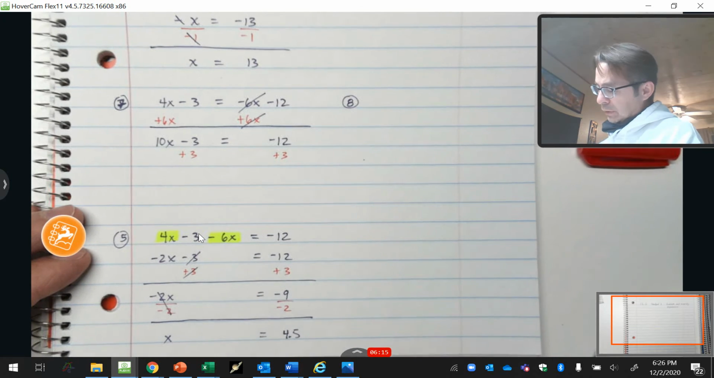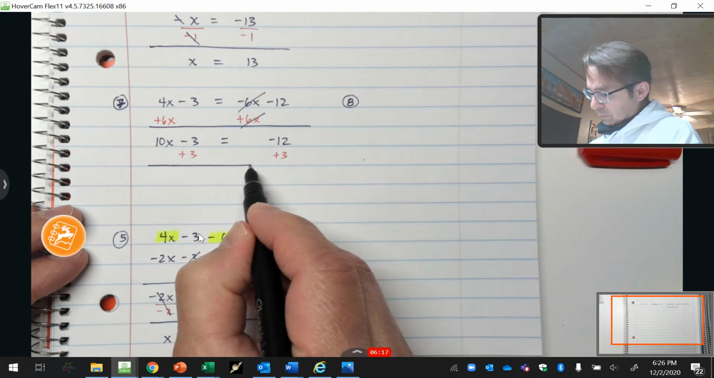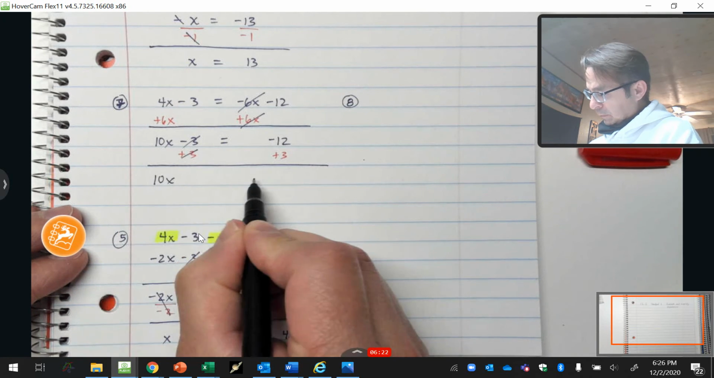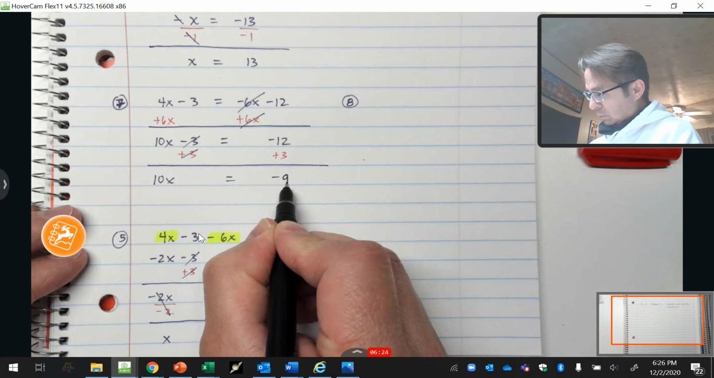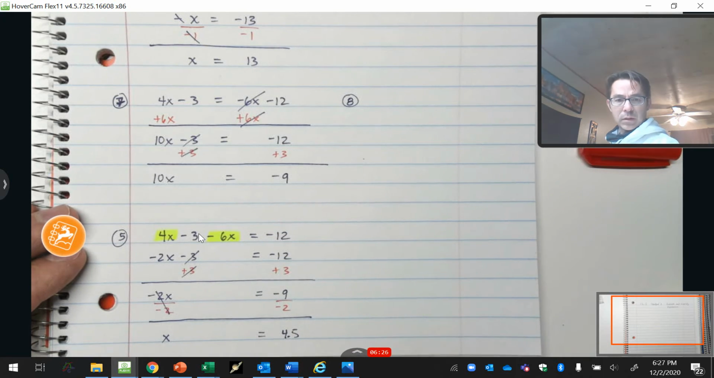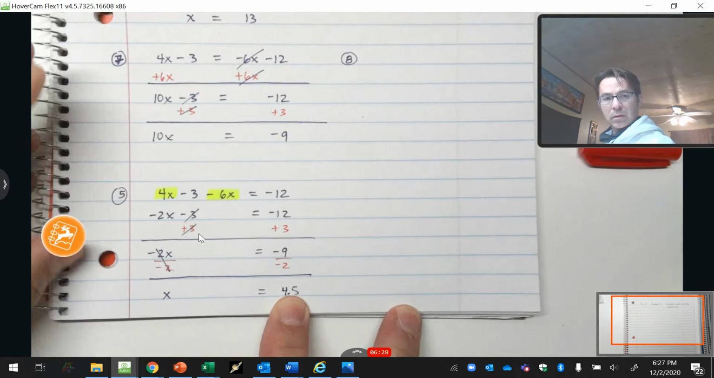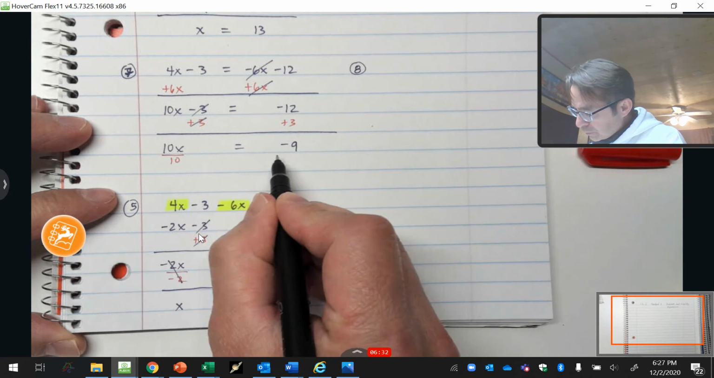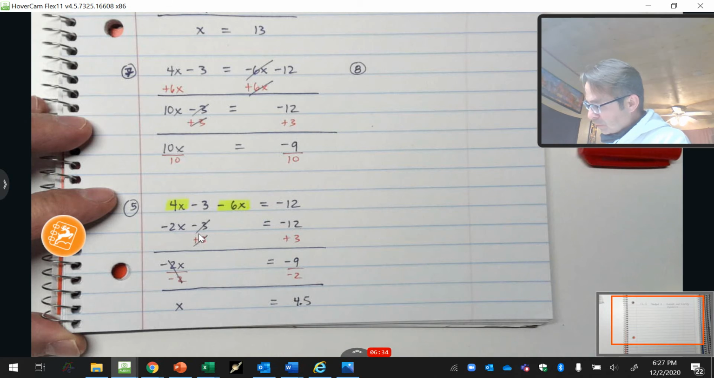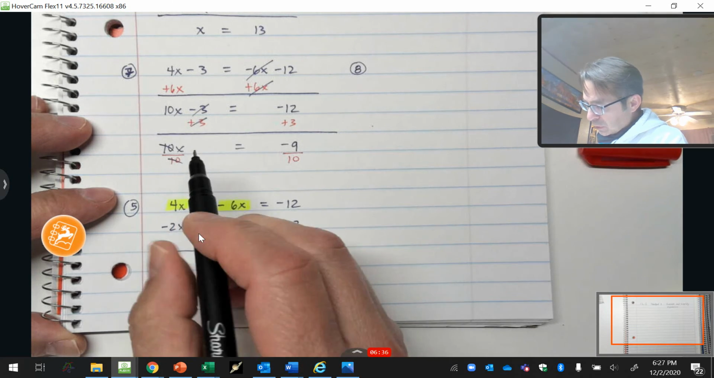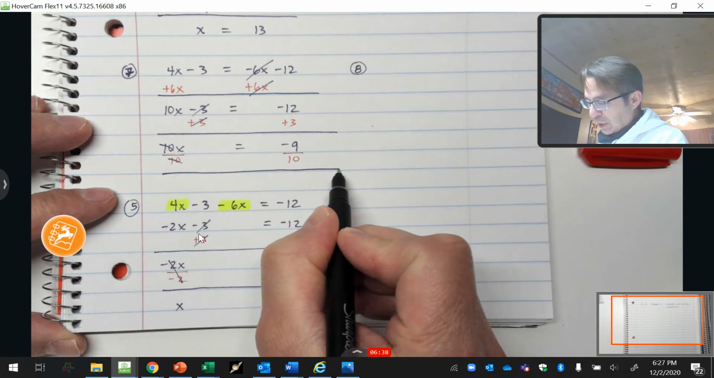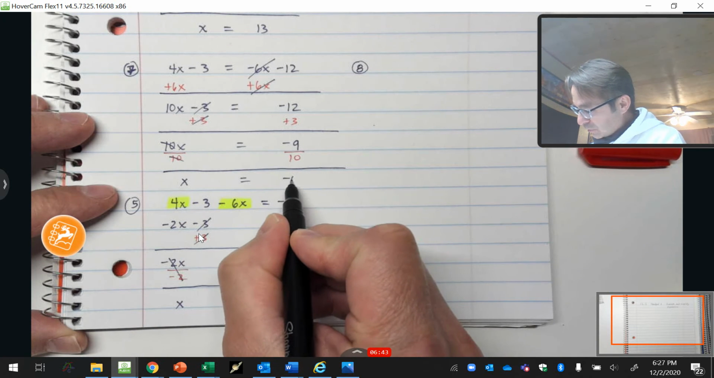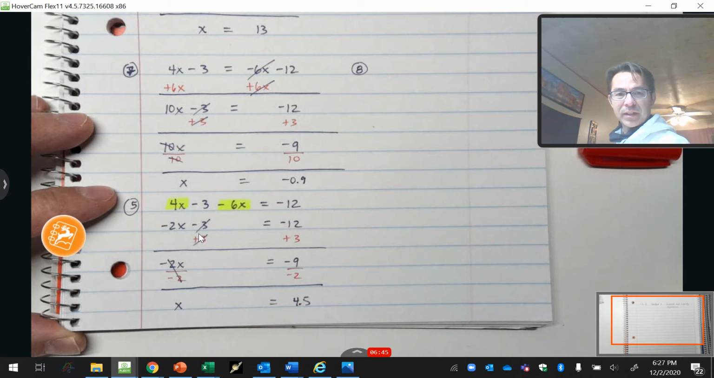3 by 3. Cancel. Divide both sides by 10. Cancel. Ooh, just barely enough space. X equals negative 0.9. Got lucky.